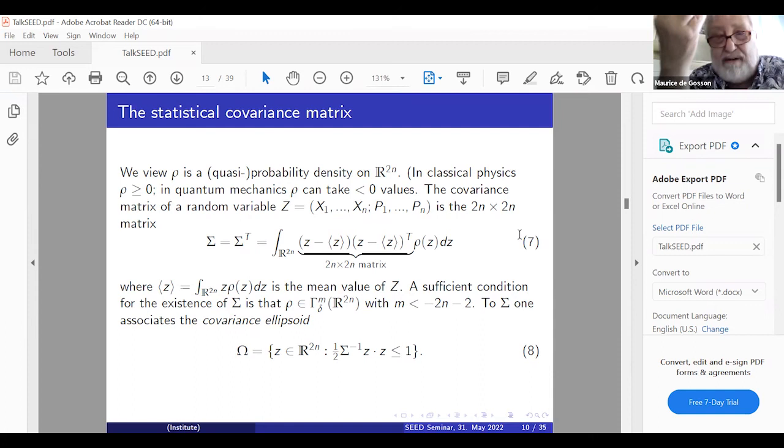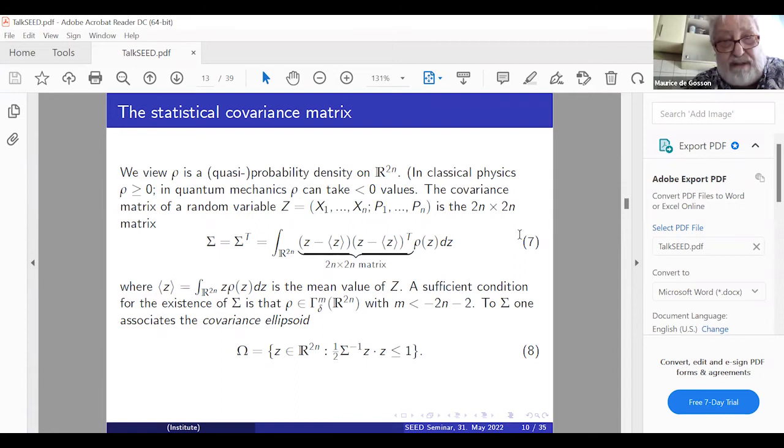So the covariance matrix is a very classical, well-known object from statistics, of course. It's a matrix representing all the variances and the covariances of a statistical phenomenon. To sigma, one associates the covariance ellipsoid. Well, it's defined in this way. This is one way to define the covariance ellipsoid. It's not the only one, but I like this one because it brings us closer to the normal distributions. Observe that you have the inverse of the covariance matrix here.